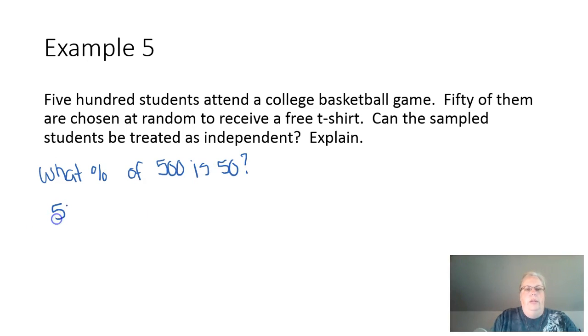So 50 out of 500, and then we turn this into a percent by multiplying by 100%. And this will give us 10%. So, can our sampled students be treated as independent? No, they can't be treated as independent. And the reason is because our sample size of 50 is 10%. That's more than 5% of the population. So 10% is greater than the 5% of the population.